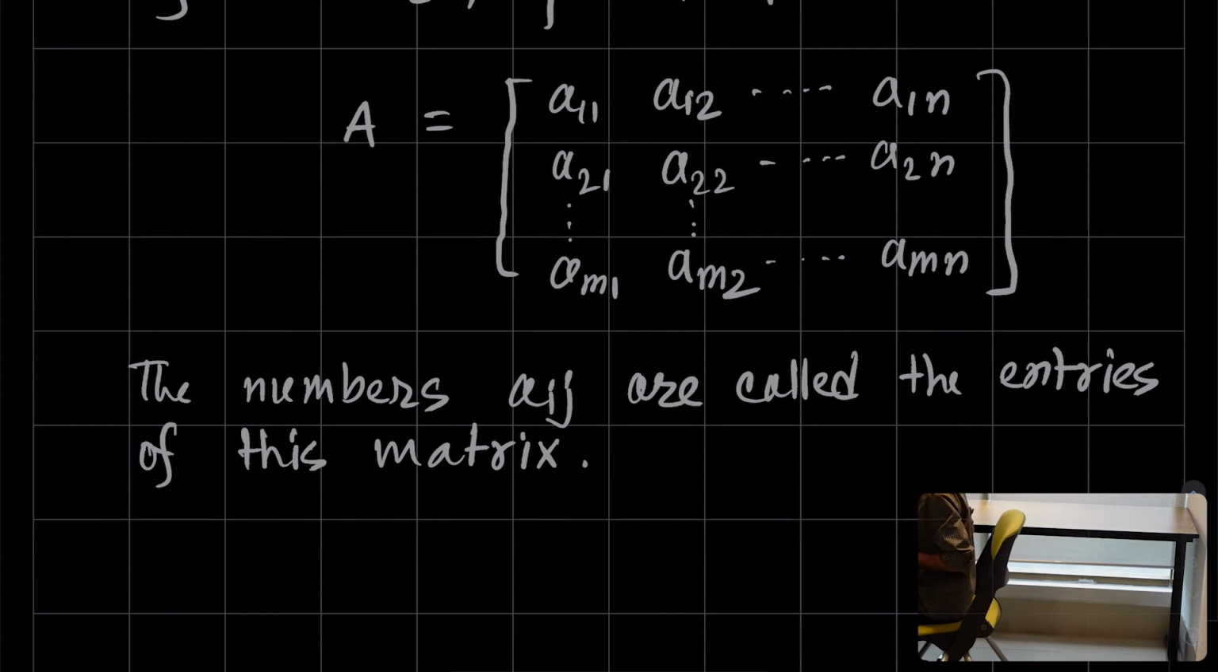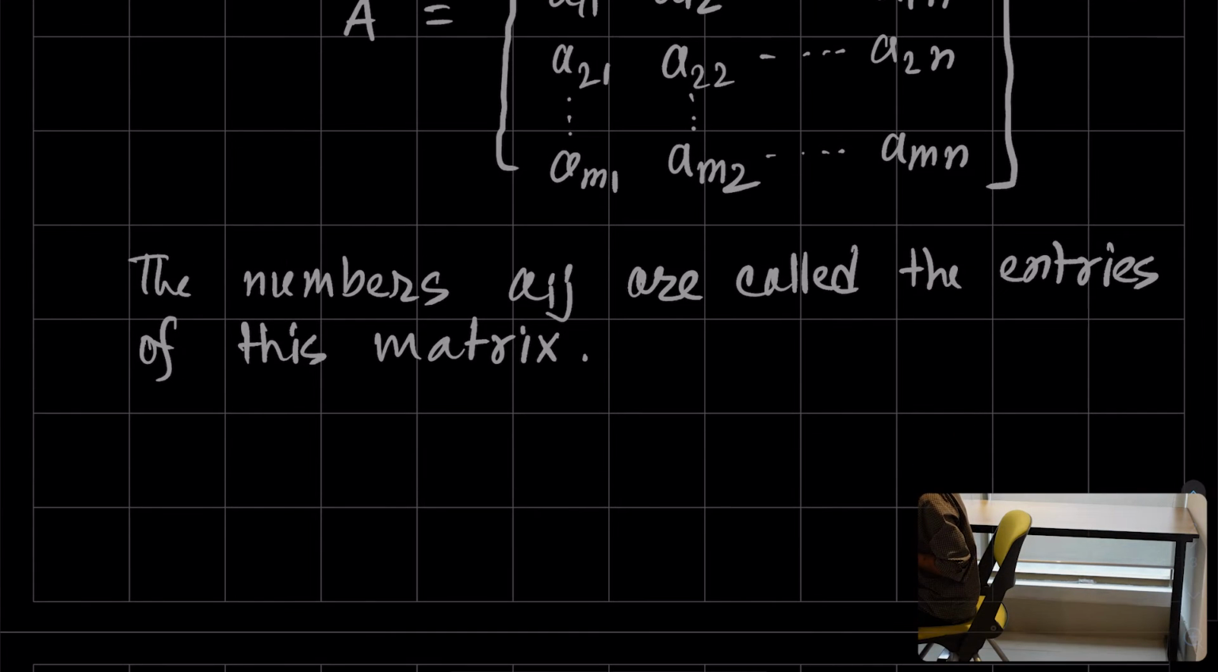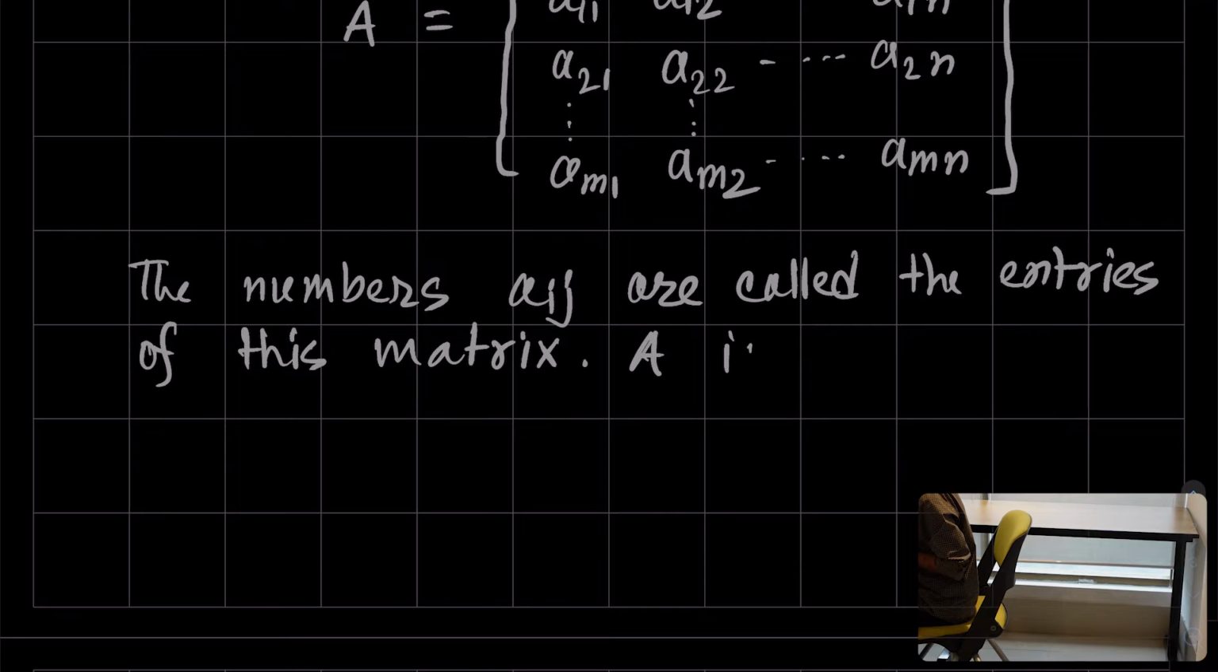Here it is very important that we define the size, the dimension of this matrix. The size of this matrix is the number of rows times the number of columns. As you can see, the number of rows is m, and the number of columns is n. So the size of this matrix is m cross n. So A is an m cross n matrix.